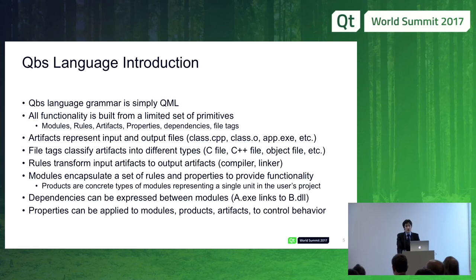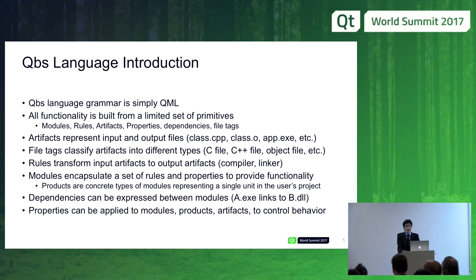And starting with artifacts, which are probably the most important primitive in cubes, an artifact represents either an input or output file in the build system. For example, an input file is like a C or C++ source code file, and an output file is like a compiled object file, an application, or some other artifact, like maybe an installer. And artifacts are classified into different types using file tags, a concept which is kind of similar to MIME types. And many of these tags are automatically applied based on the file's extension, but can also be manually set or overridden if needed.